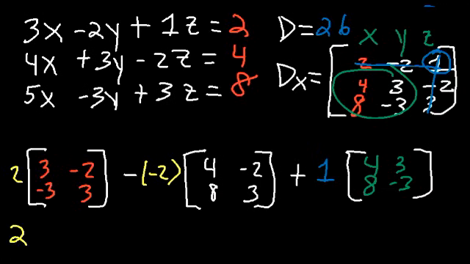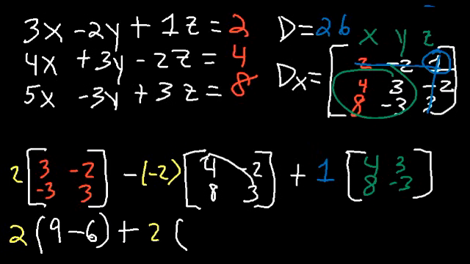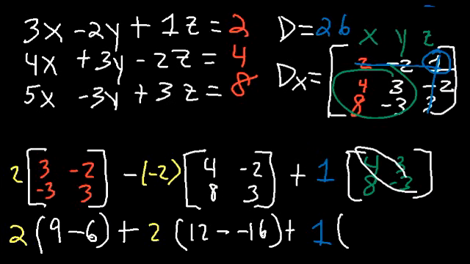So it's going to be 2, and then times 3 times 3, which is 9, minus negative 3 times negative 2, which is positive 6, and then plus 2, times 4 times 3, which is 12, minus 8 times negative 2, which is negative 16, plus 1, times 4 times negative 3, which is negative 12, minus 8 times 3, which is 24.